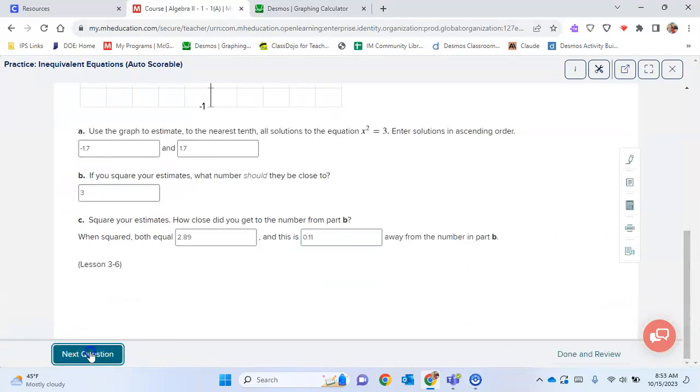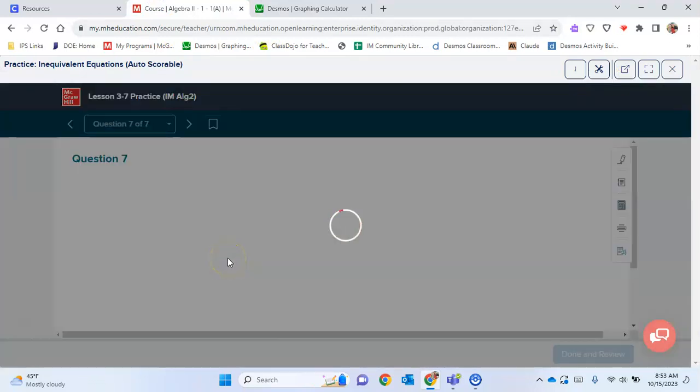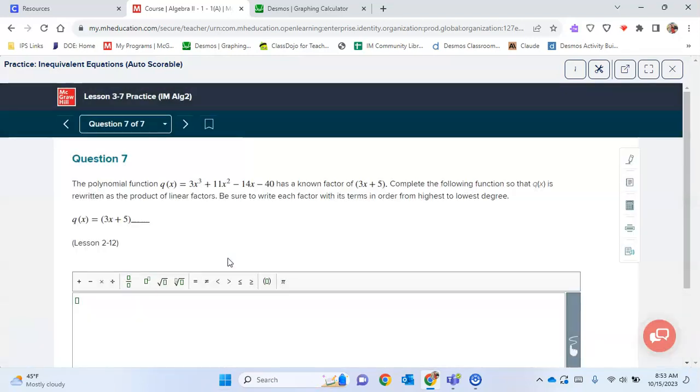Last question. The polynomial function q of x equals 3x cubed plus 11x squared minus 14x minus 40 has a known factor of 3x plus 5. Complete the following function so that q of x is rewritten as the product of linear factors. Be sure to write each factor with its terms in order from highest to lowest degree.